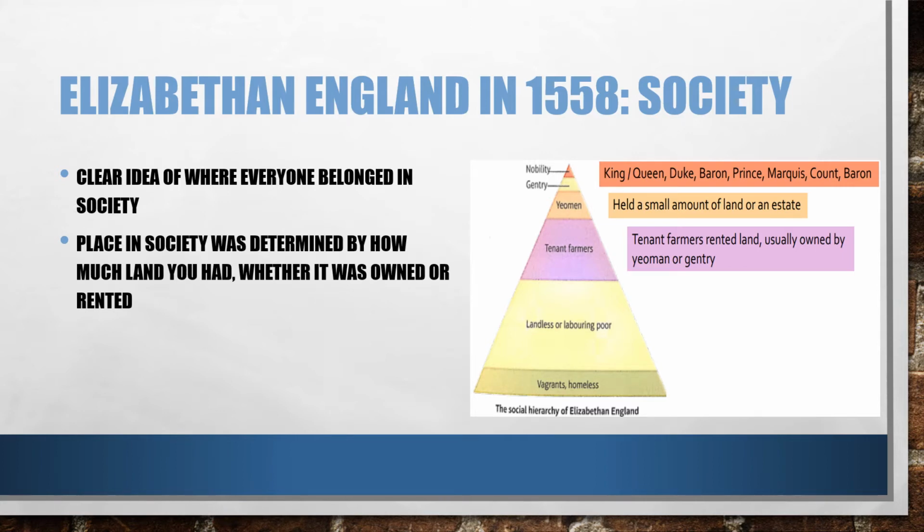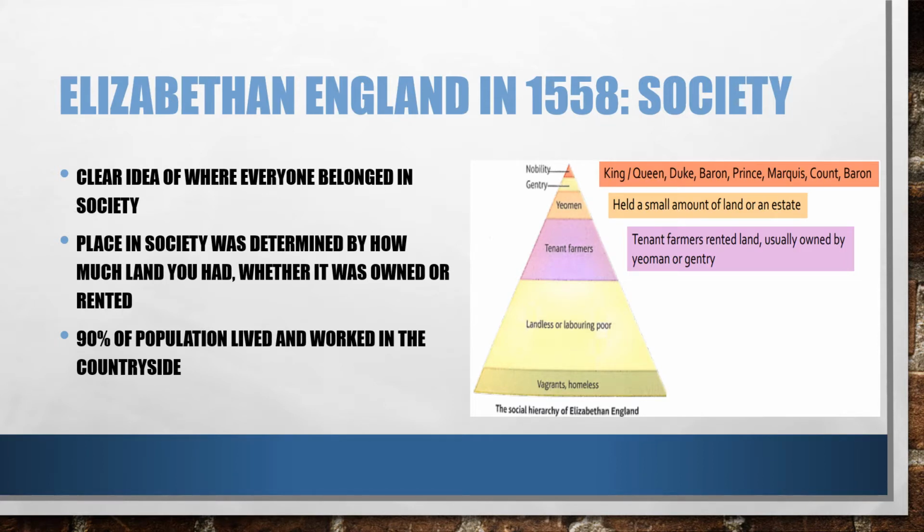Your place in society was basically determined by how much land you had, and whether or not you owned the land or whether it was rented. With the amount of land that you owned, you evidently had more wealth, and therefore you had more power in that respect. In terms of where the population lived, 90% lived and worked in the countryside, with 10% living in newly formed towns.